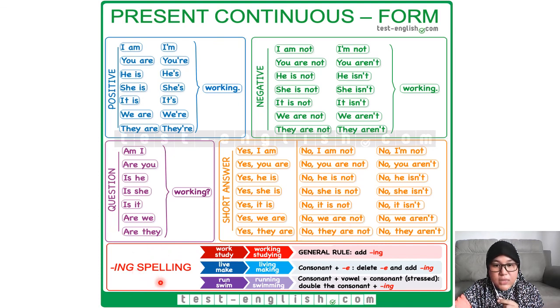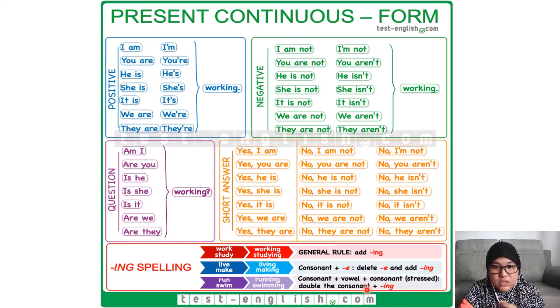Okay, for ing spelling. Okay, for the general rule, ayat yang biasa, for example, work and study. Okay, we just put ing at the back. Working and studying. So, add ing. Okay, for live, make. Okay, like this. We need to delete e. Okay, consonant plus e. Delete e and add ing. Okay, live, delete e and become living. Living. Same like make. Okay, delete e and become making.